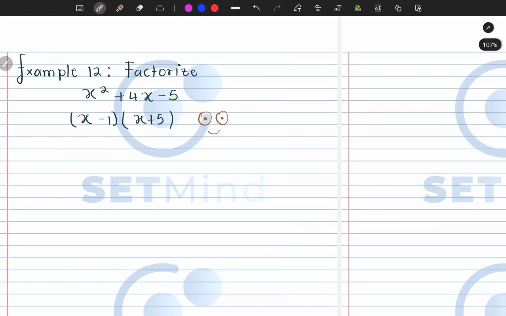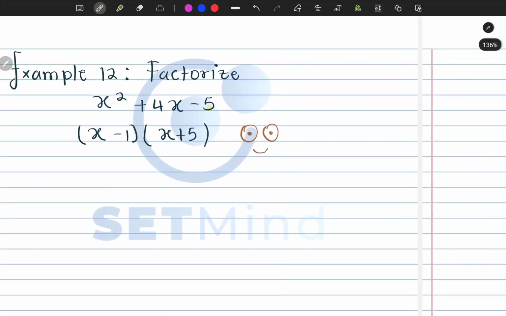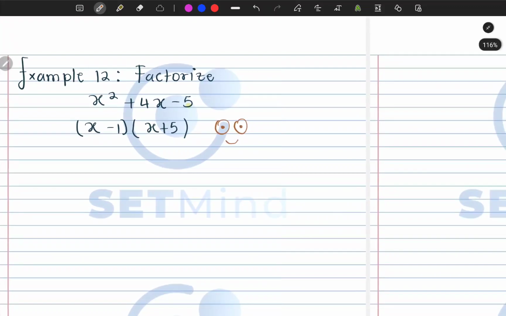Okay, this was easy. Two numbers which should multiply to negative 5, but they should add up to positive 4. So let us go to example number 13.